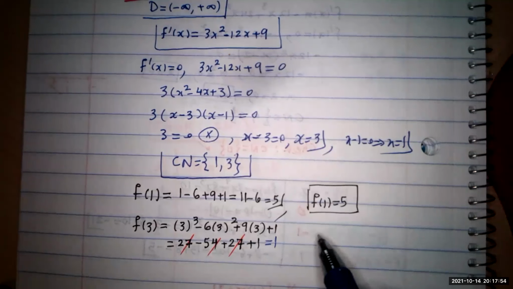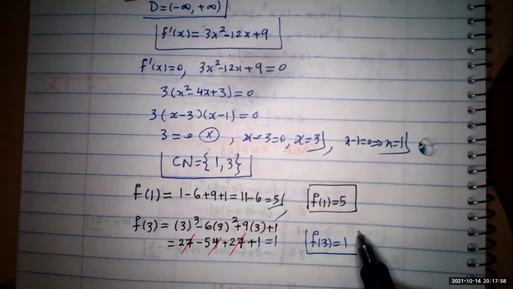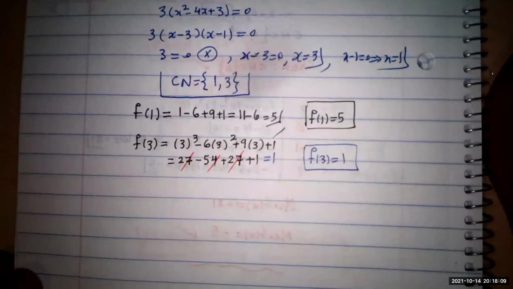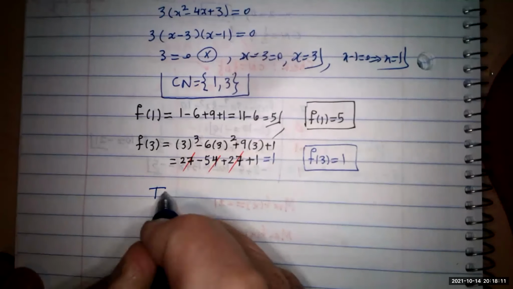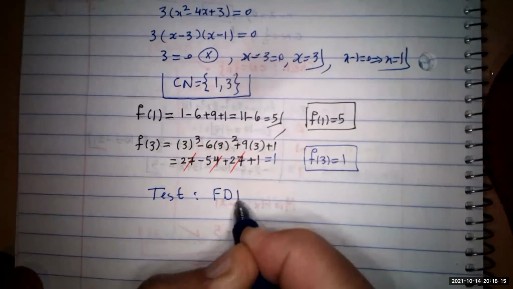Okay, so f of 3 is equal to 1. So these two are going to be your candidates for the maximum or the minimum, but you have to test it. Okay, so we test it. The test that we're going to use is the first derivative test.